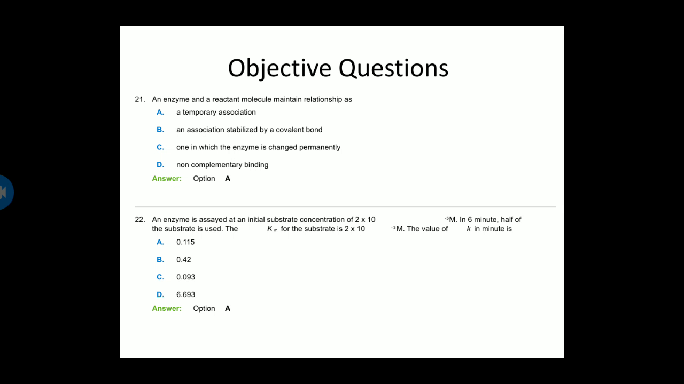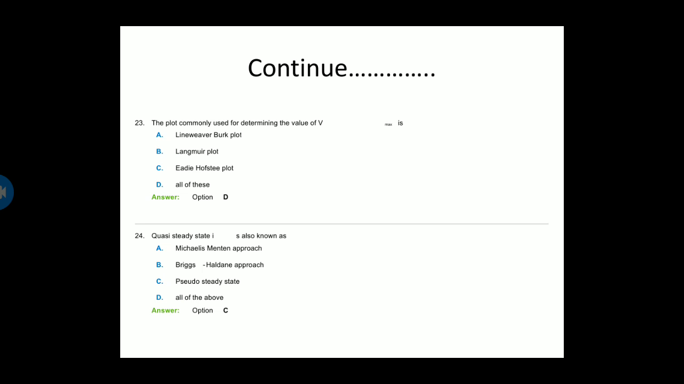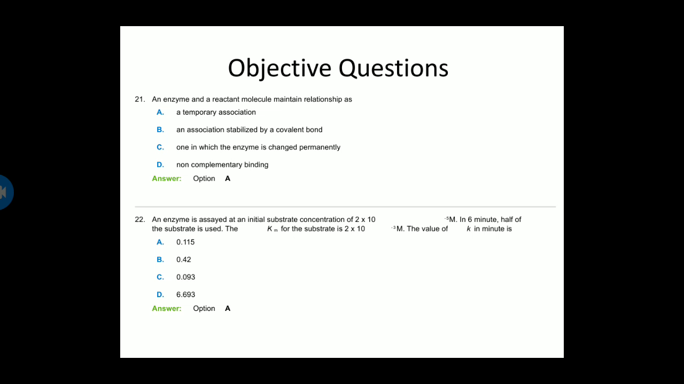So, in part number 3, the question is: an enzyme and a reactant molecule maintain a relationship as: A, a temporary association; B, an association stabilized by the covalent bond; C, one in which the enzyme is changed permanently; D, non-complementary binding. So option number A is the correct answer. That is our temporary association, right?